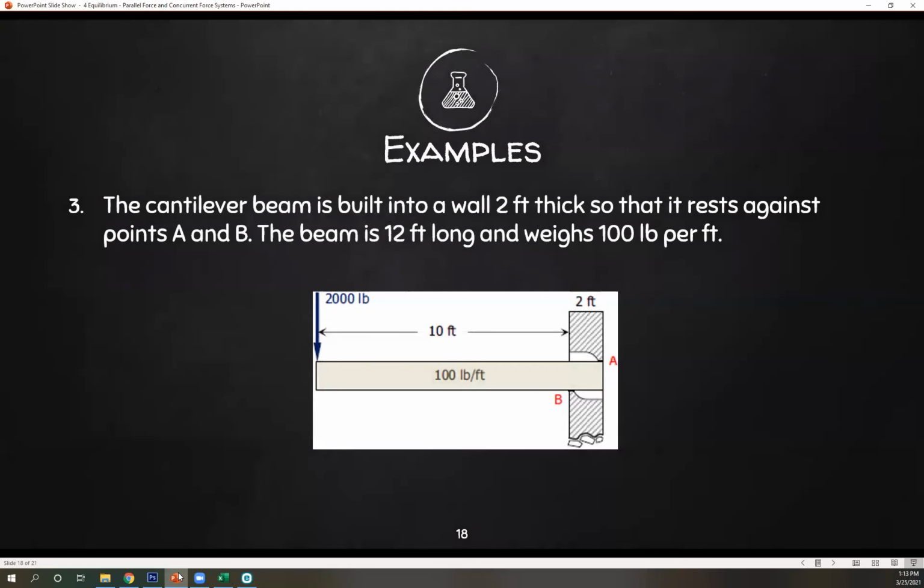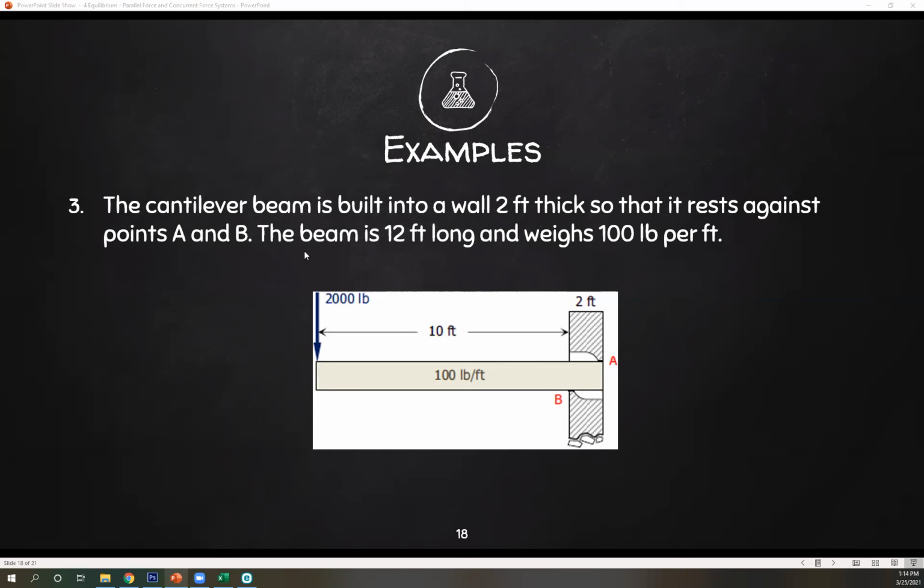Number 3. The cantilever beam is built into a wall 2 feet thick so that it rests against points A and B. The beam is 12 feet long and weighs 100 pounds per foot. There's no question, but most probably, this problem is asking for the reactions at A and B. Okay? So analyzing this, what we've got here is a beam with weight. Usually our beams are weightless or negligible weight, but here it's given, so you have to take that into account.